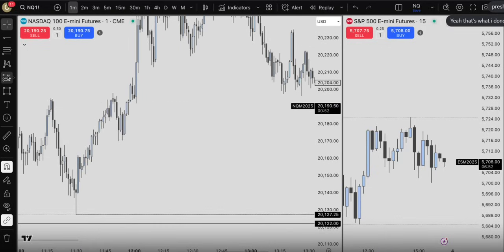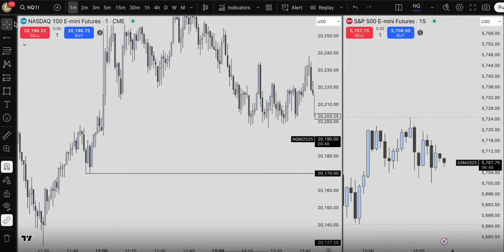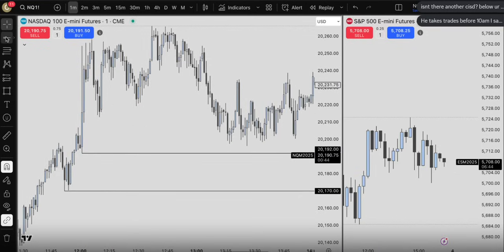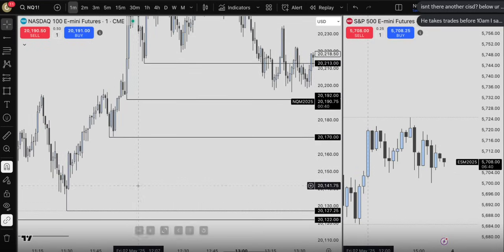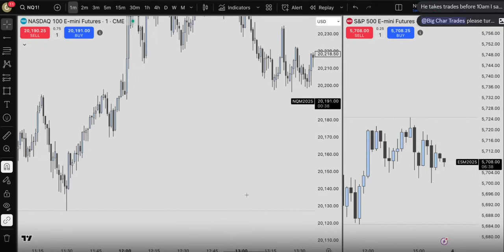Okay, trade it to the upside. Shouldn't break below this low. Stop would go there, and stop would go here, and then stop would go here. That's how I would manage it. I don't normally trail my stop unless it's a huge range, but that's how I manage my trades.